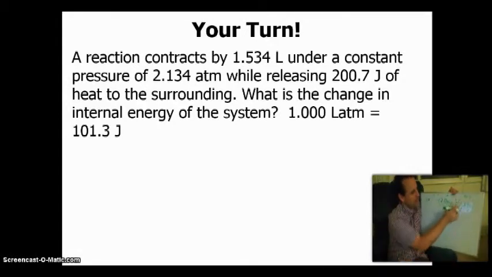But if I were to think about that, I'd have to remember that this is a negative value, right? The final, right, was final minus initial, which is change in volume. The final volume was smaller than the initial volume. And so the result is going to be a negative 1.534.